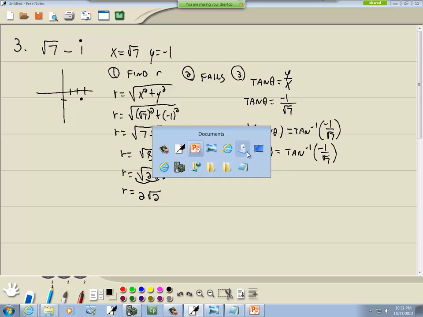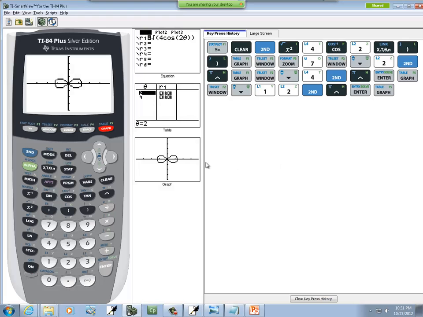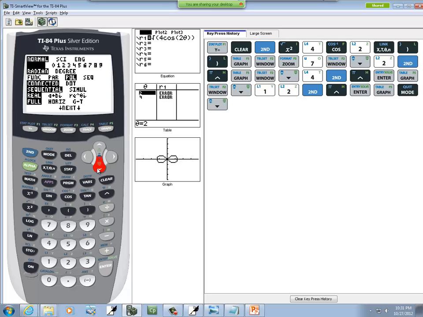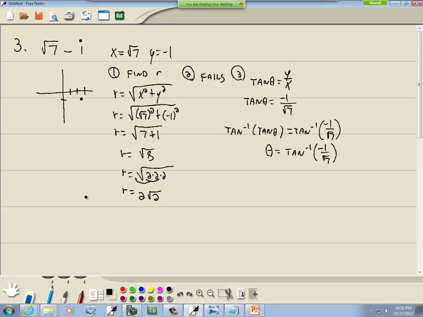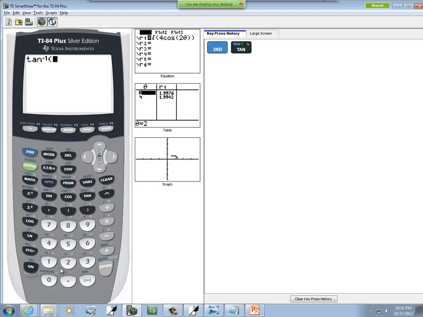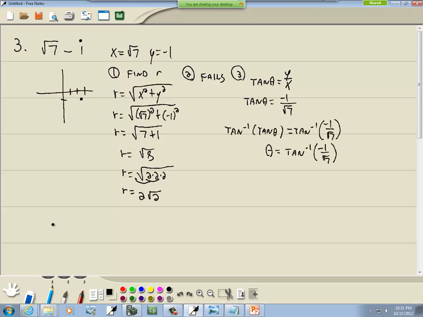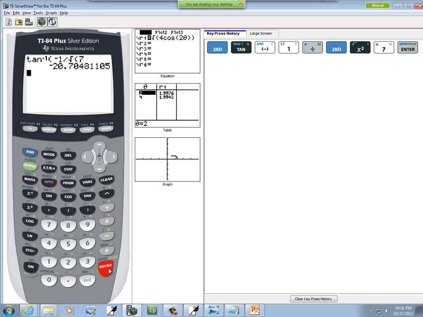Well, we want to plug this in our calculator. So I want to make sure I'm in the right mode. So I press mode, I'm going to down arrow, and then right arrow, and highlight degree, and press enter. We want to be in degrees. Now I'll do second mode to exit out. Okay. Now I'm going to do second tangent to get the inverse tangent. And then negative 1 divided by second x squared for the square root. And I'll put 7 in. And then press enter.